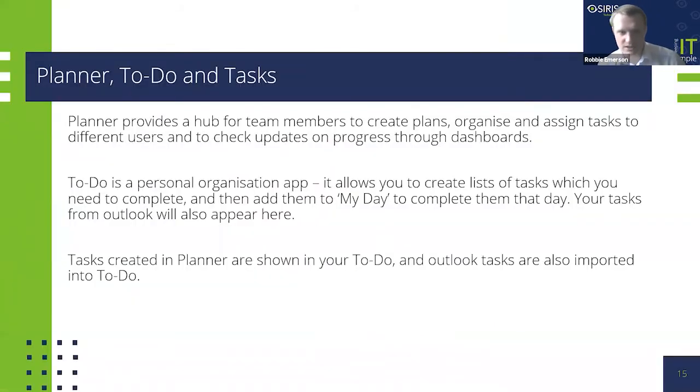So Planner is a hub for your team members to create plans, organize, and assign tasks to different people, and check on updates through dashboards. That then links with To-Do, which is a personal organizational app, and it allows you to create lists of tasks which you need to complete. It also imports those tasks that are created in Planner, and then it allows you to add them to My Day to organize your day. Your tasks from Outlook, if you remember the flagging system in Outlook, will also appear in here.